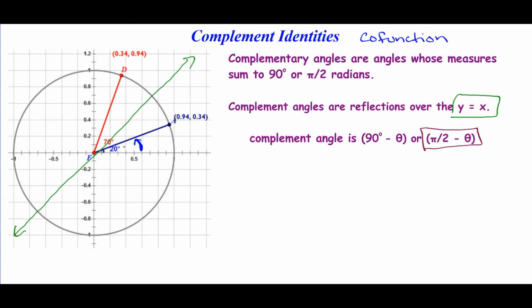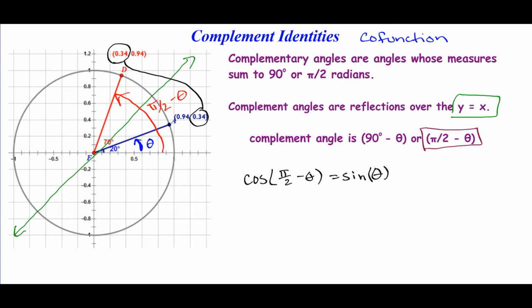Here my example angle is 20 degrees, which in general we refer to as theta. And then the complement angle here would be pi over 2 minus theta. These are a little bit different because remember the x and y coordinates are switching. So this x-coordinate 0.34 here is the same as this y-coordinate 0.34 down here. This x-coordinate would be the cosine of the complement, pi over 2 minus theta, and that's exactly the same as the y-coordinate of this point, which would be the sine of theta. And similarly, the sine of pi over 2 minus theta is equal to the cosine of theta.